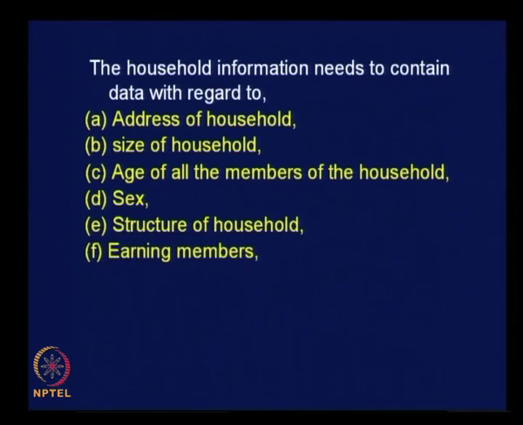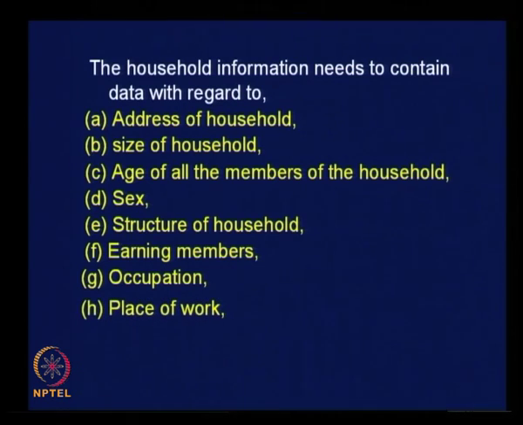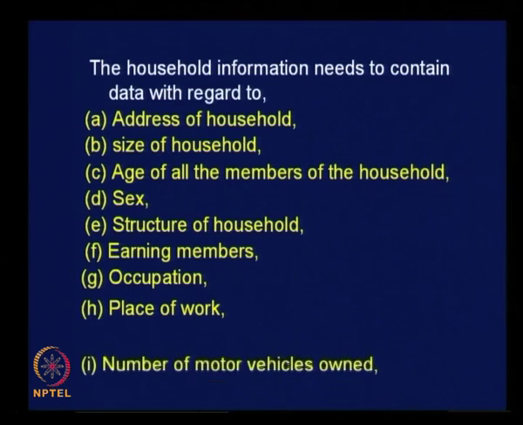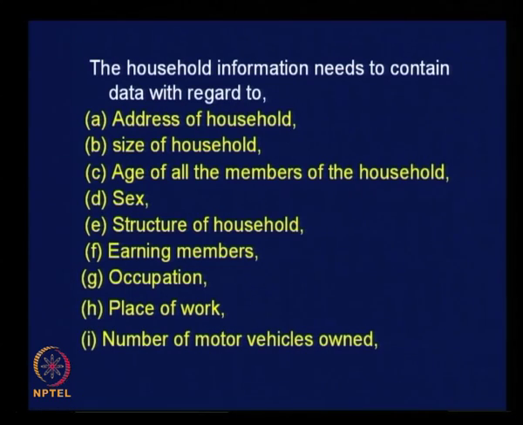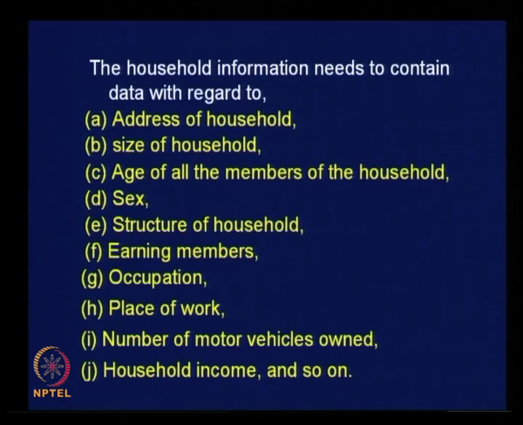Earning members or number of employed persons, occupation, the nature of job in which they are employed, and place of work. It is additional information to have an understanding of the location where the exact workplace is located, so that later on you can cross check the zonal movement, interzonal movements. Number of motor vehicles owned. Under our condition we can also include non-motorized vehicles like bicycles, that is also important. Household income and so on.